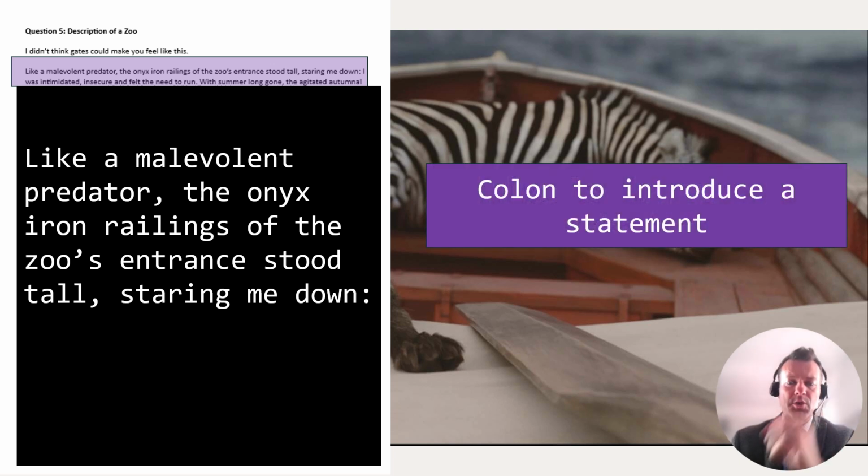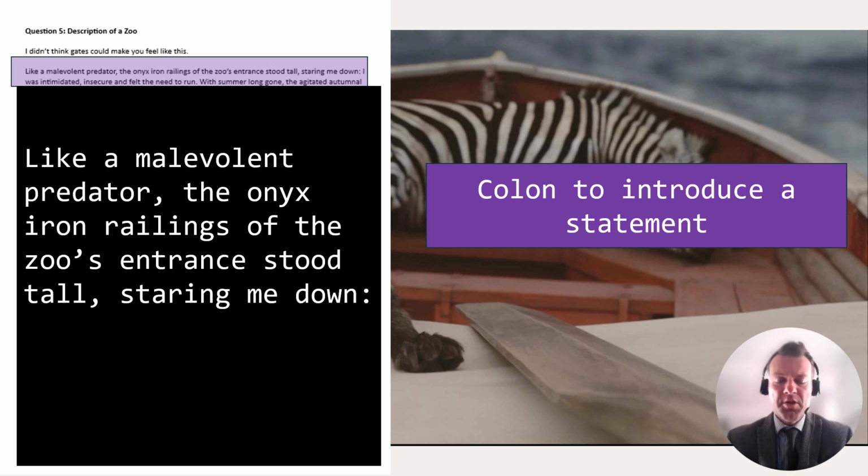So the first thing I'm going to talk to you about is a colon to introduce a statement. Now, what most people don't understand with a colon is they can be incredibly effective, but only when used accurately. And the thing to say in your head is that one side of the colon must make sense on its own.